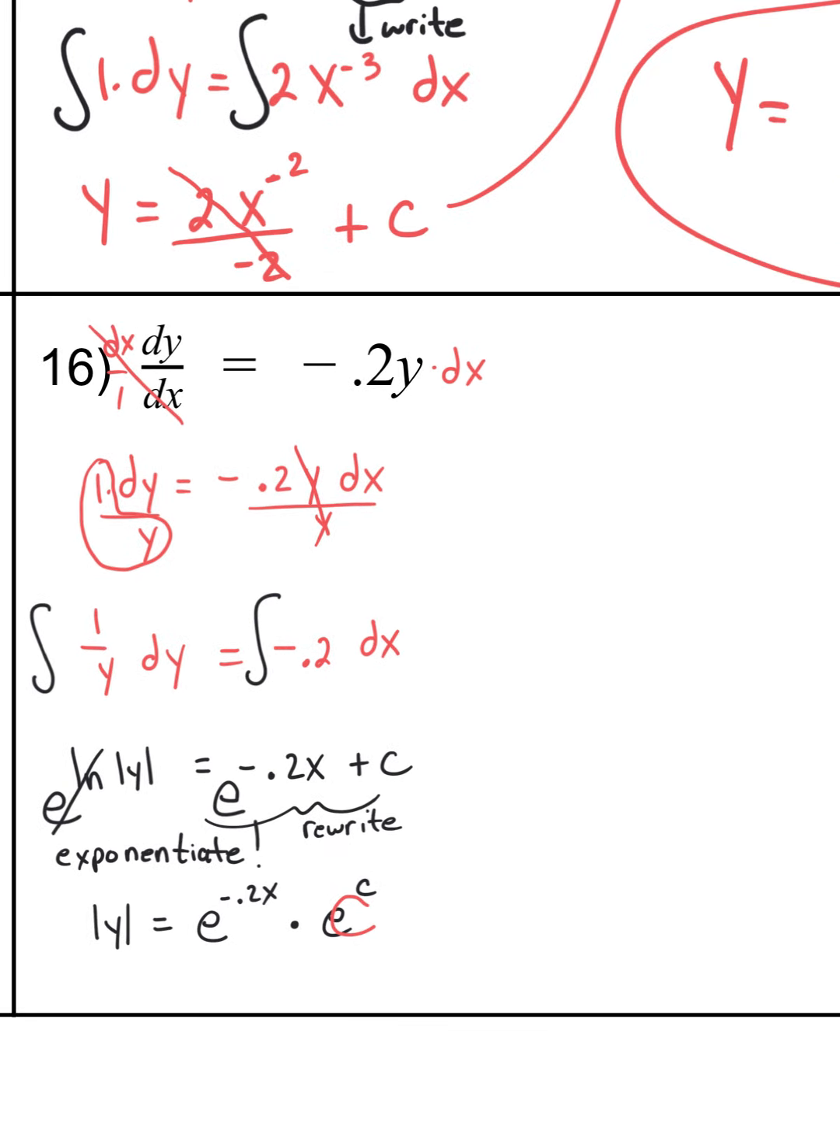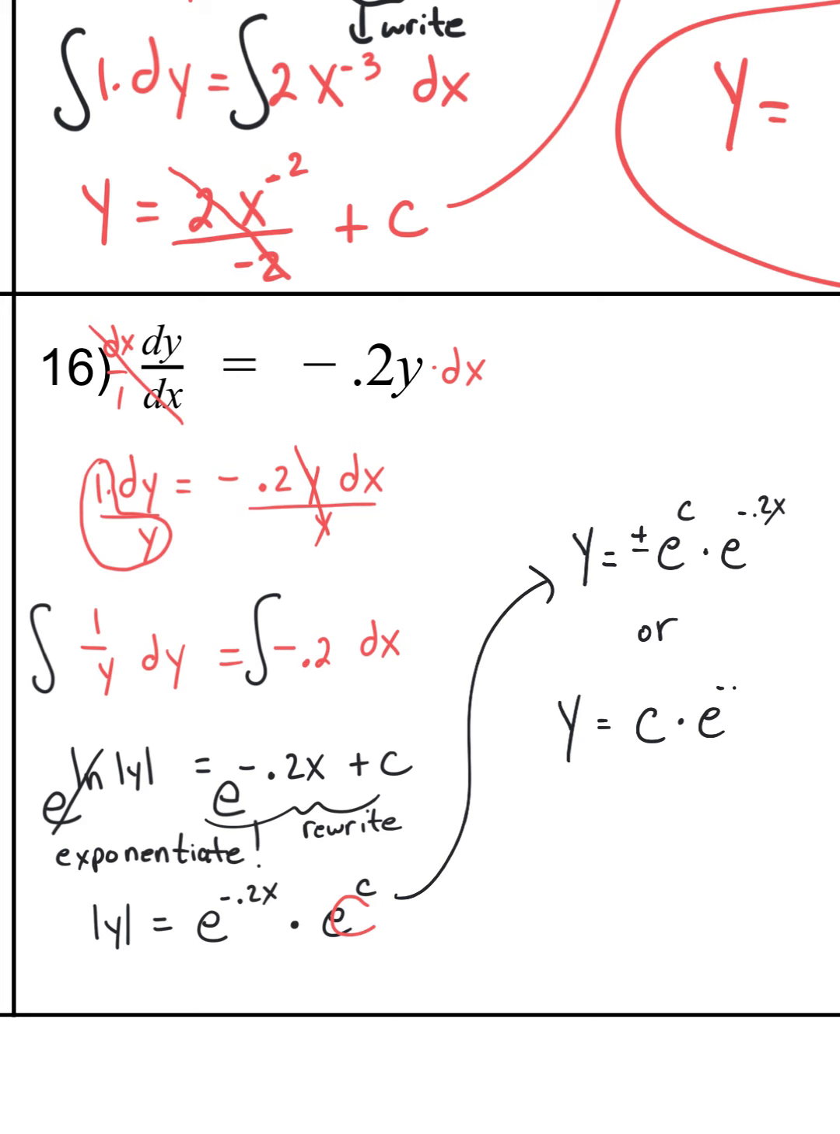Okay, so we're going to zoom up here. The absolute value of y is y. On the right, I'm going to put c in the front. I can either write it as e to the c times e to the negative 0.2x, or you can just call it c. y is equal to c times e to the negative 0.2x. Either of those is acceptable.